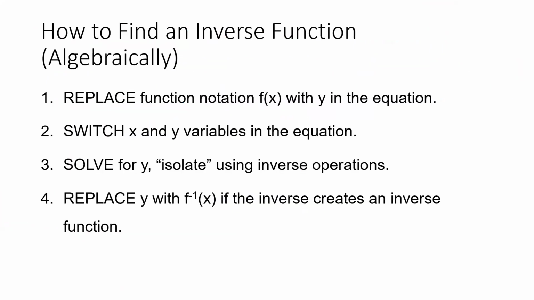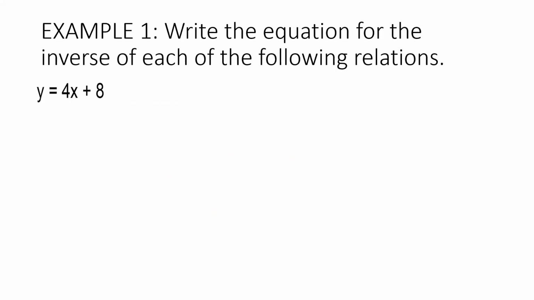Okay, how do we find an inverse of a function algebraically? Well, first, we're going to replace the function notation. If it's written with f of x, replace it with y. Then we're going to switch our x and y variables. We're going to solve for y, which means that we're going to isolate our y again. Once your y is isolated, we're going to replace y with inverse notation, f to the negative 1 of x. And then we'll only do this if the inverse creates an inverse function.